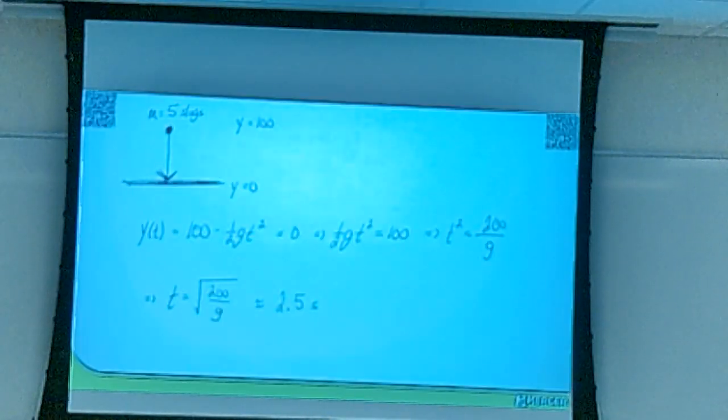Free fall, pretty boring. Nothing really interesting in free fall motion. This is the more interesting problem.